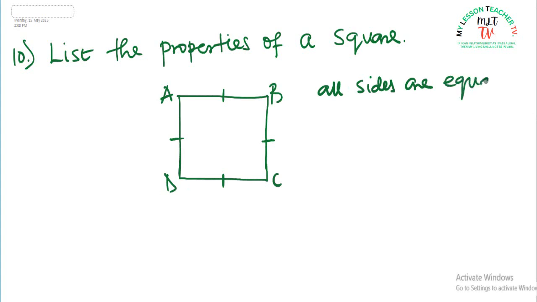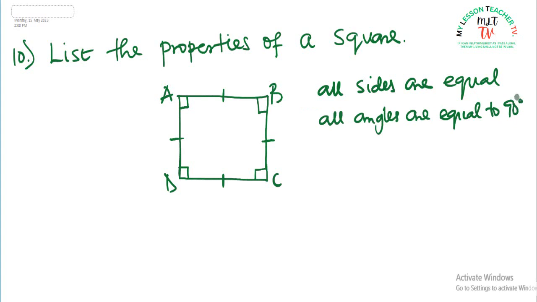All sides are equal. As well, if all sides are equal, that means each angle is 90 degrees. So all angles are equal, and not just equal, but equal to 90 degrees. Also, its diagonals meet at the center. So you can say it has 2 diagonals and they meet at the center.